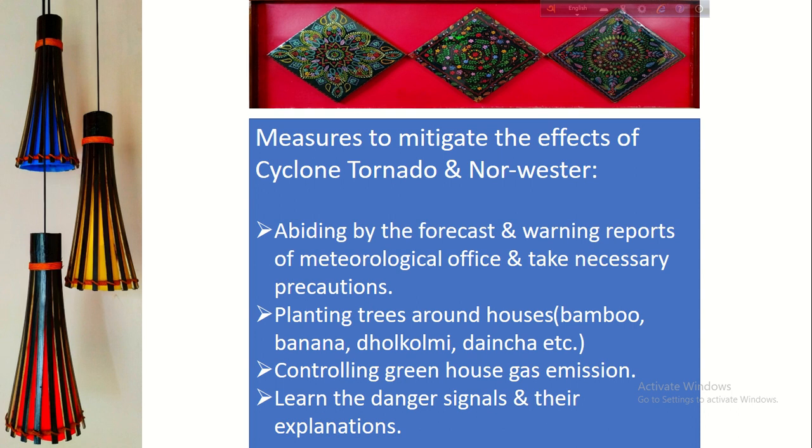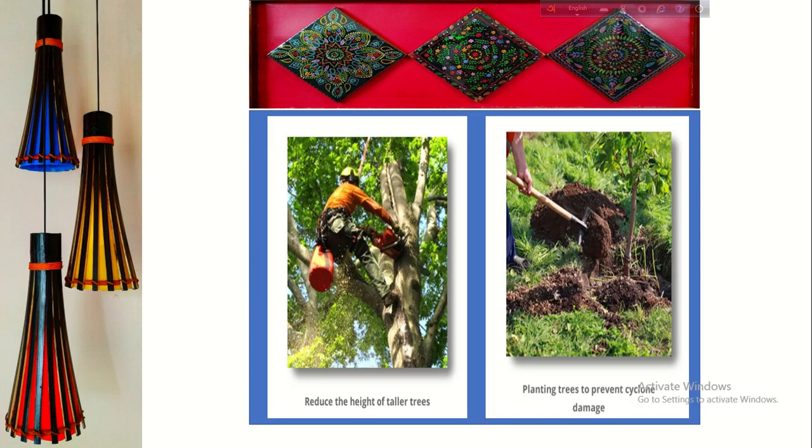Learn the danger signals and their explanations. For seas and oceans, there are at least 10 danger signals. For danger signals 1 to 4, there is no need to go to the shelter center. But if it is number 5, we should immediately take shelter in the nearest shelter center. And we must reduce the height of the taller trees, and we have to plant more and more trees to prevent cyclone damage.